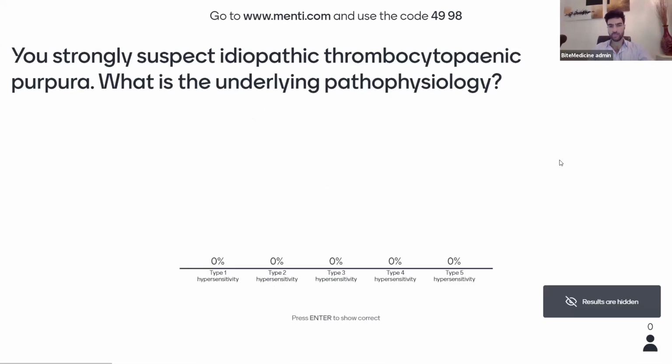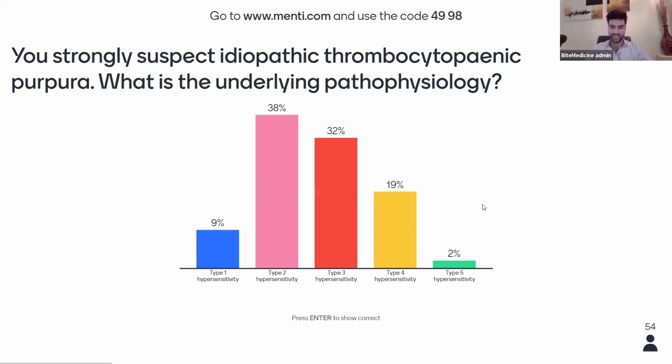You strongly suspect idiopathic thrombocytopaenic purpura. What is the underlying pathophysiology? So we have type 1, type 2, type 3, type 4, type 5 hypersensitivity reactions. I can see some of you are asking questions relating to medications. Don't worry, that will all be discussed or rediscussed in a bit. Okay, interesting. So we have a split between type 2 and type 3 hypersensitivity reaction.